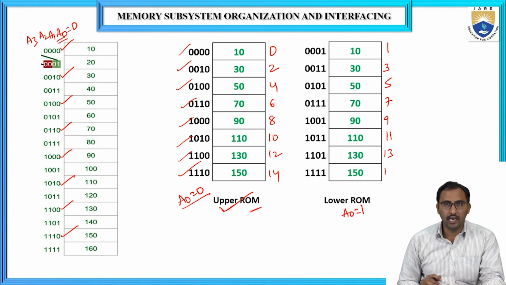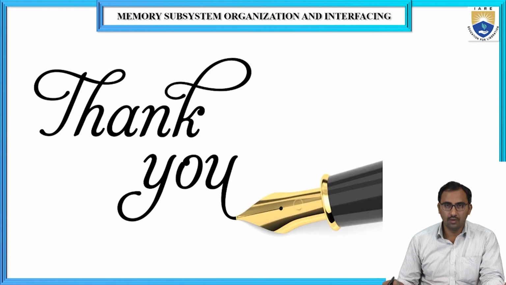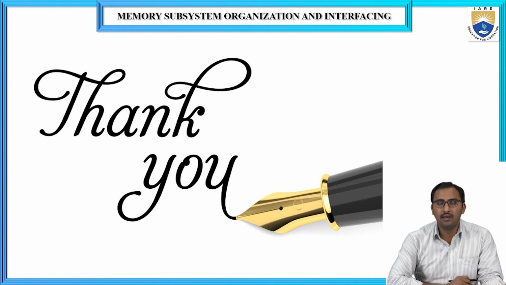So the higher order interleaving and the lower order interleaving both seem similar, but the data access from lower order interleaving is faster. In this lecture we have discussed different types of ROM chips, internal chip organization, and memory subsystem organization.